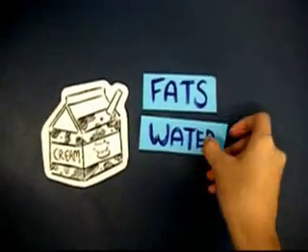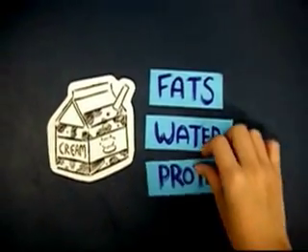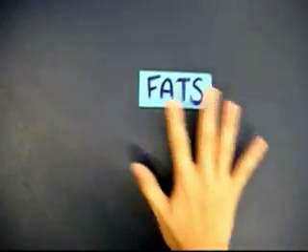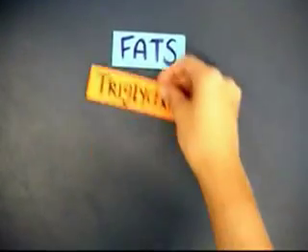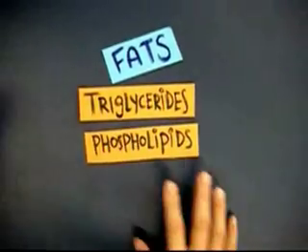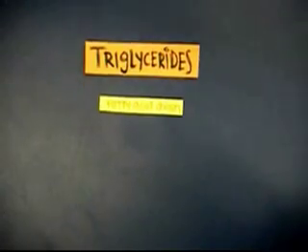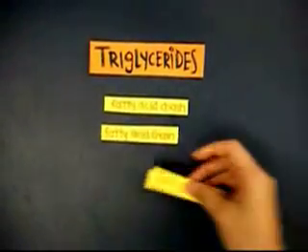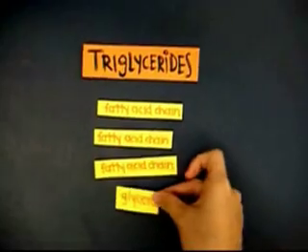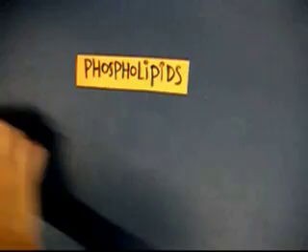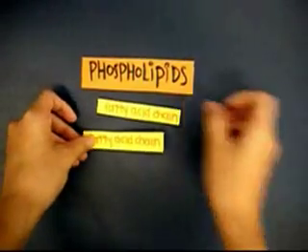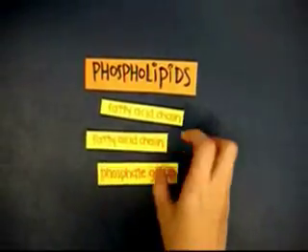Milk is made from fats, which make butter, water, and protein. There are two dominant types of fats in milk: triglycerides and phospholipids. Triglycerides are made of 3 fatty acid chains and 1 glycerol. Phospholipids are made of 2 fatty acid chains, 1 phosphate group, and 1 glycerol.